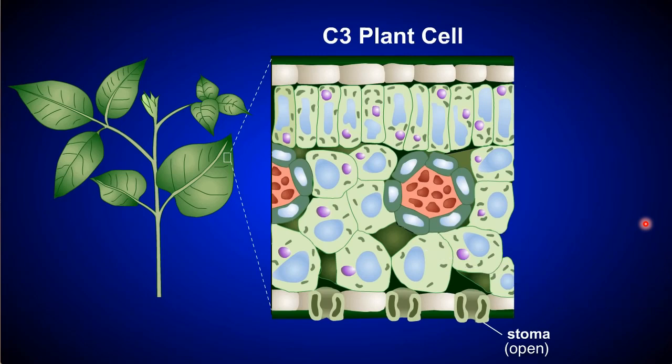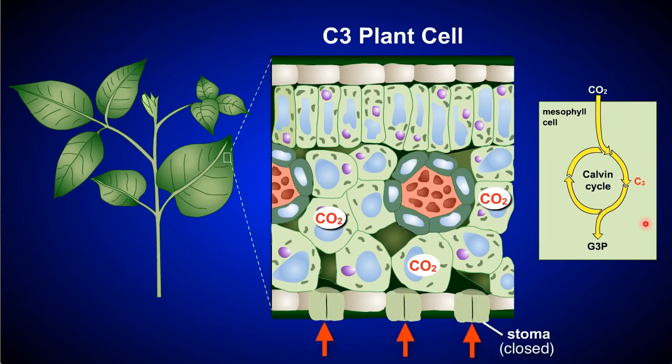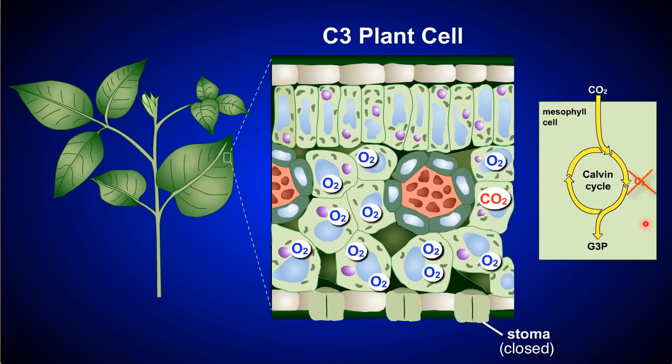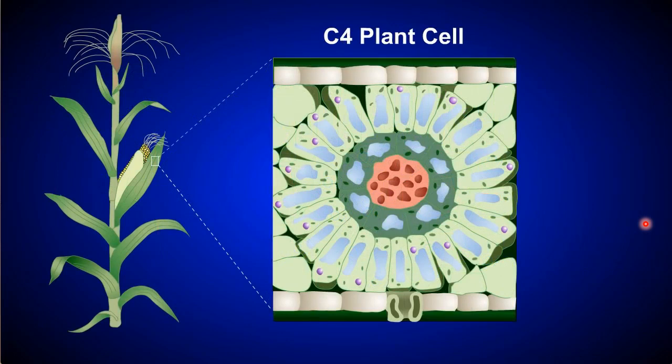During C3 photosynthesis, CO2 is taken up and transported directly to the Calvin cycle, where it's fixed into a 3-carbon molecule, thus the name C3. If the stomata are open, CO2 moves in and oxygen moves out of the cell. But under hot or dry conditions, when the stomata are closed, oxygen accumulates, which inhibits the amount of C3 that can be made. Some plants have evolved an adaptation that allows them to be successful in hot, dry conditions.